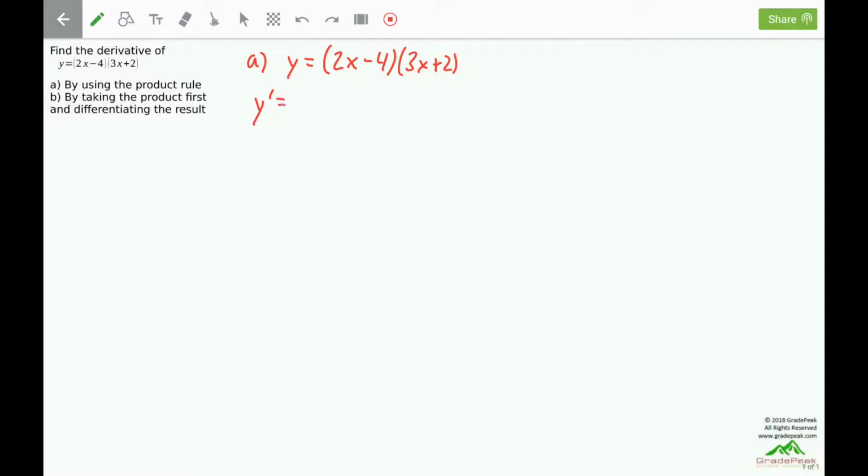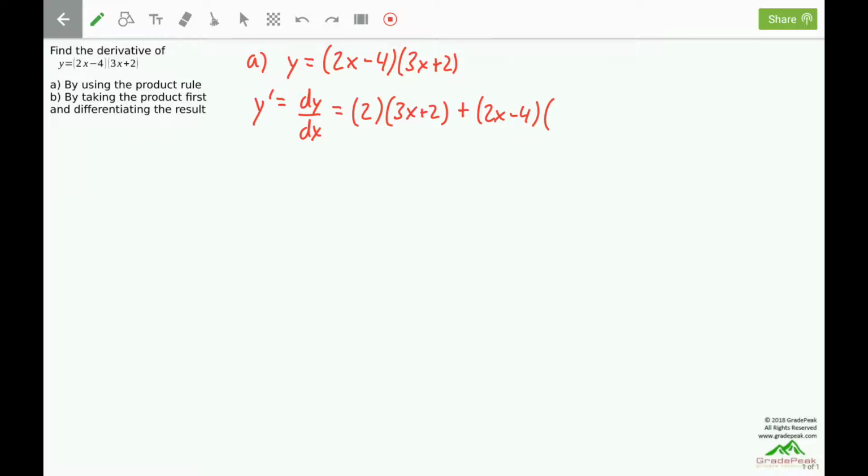To find the derivative y prime, which is dy/dx, we're going to make use of the product rule here, which is the derivative of the first. The derivative of 2x, constant times x, will be the constant, that's a 2. The derivative of negative 4, which is a constant with no x, is a 0. Derivative of the first times the second left alone, plus the first left alone times the derivative of the second.